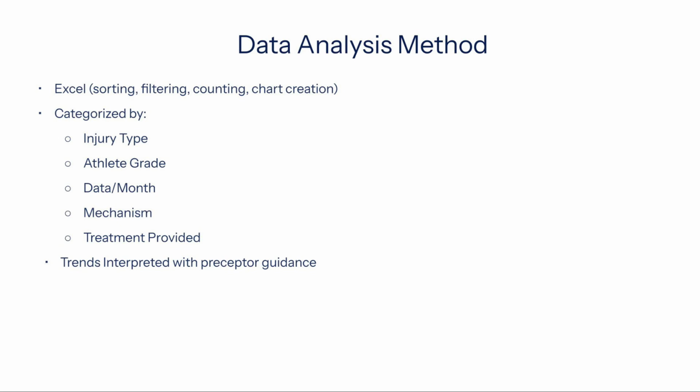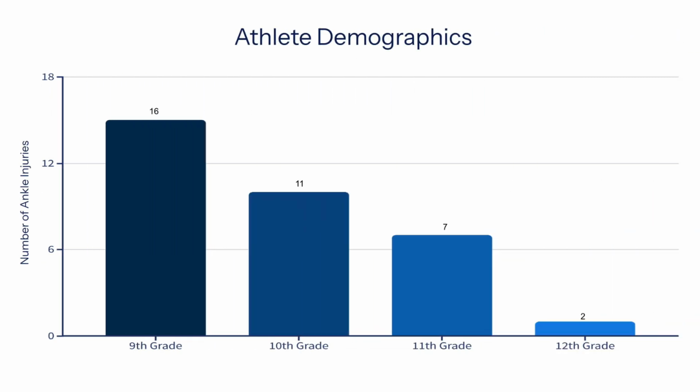And then also with the guidance from my preceptor, they were able to help me find trends that happened throughout that year. So the athletic demographic. The demographic that I used was grade 9 through grade 12. And from this graph, you can see there were 16 9th grade injuries, 11 10th grade injuries, 7 11th grade injuries, and 2 12th grade injuries.